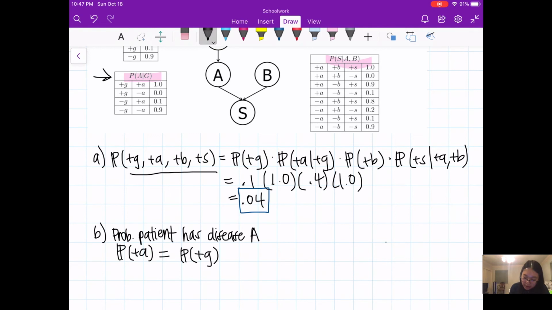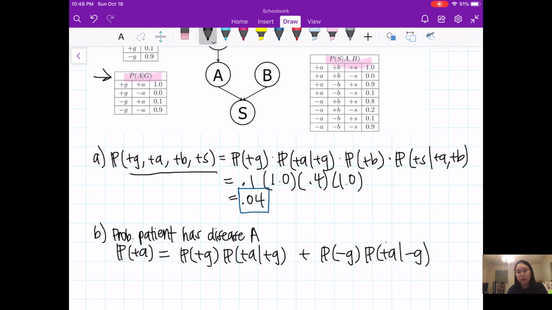positive G times probability of positive A given positive G, plus probability of negative G times probability of positive A given negative G. And this is actually called the total probability rule. If you took 70, this should be gone over. But in general, I think the intuition is also pretty sound in how you want to consider the different possible cases and then add them together.